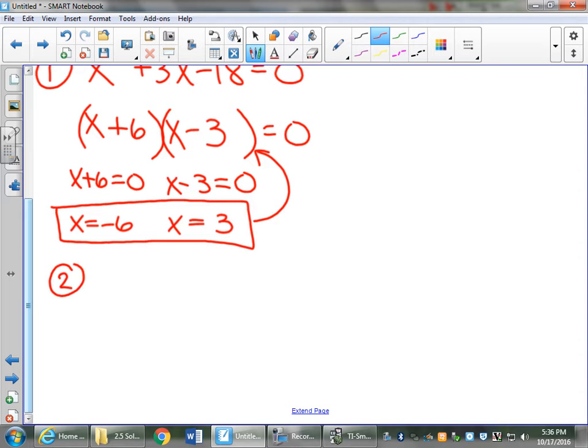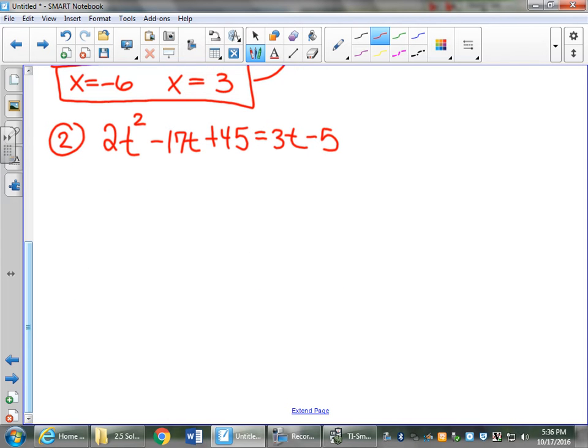All right, second one, and we've got a total of 5 of these. If I gave you 2t squared minus 17t plus 45 equals 3t minus 5. So I have to set that equal to 0. Keep your a value positive always when factoring. It was optional with the quadratic formula, but with factoring, the a has to be positive, or else you're going to have to factor out a negative first, which is a waste of time.